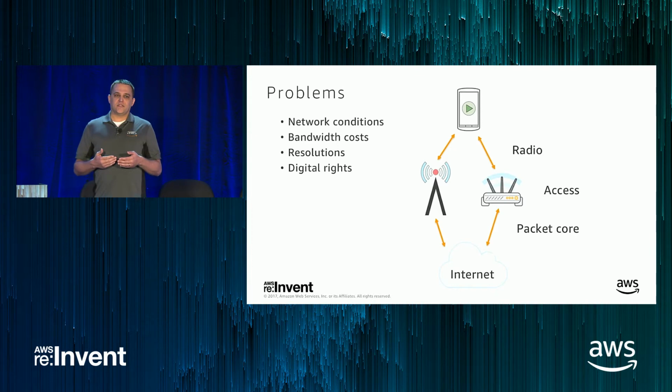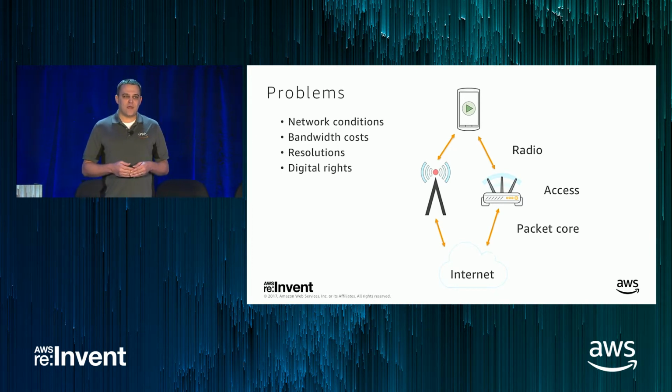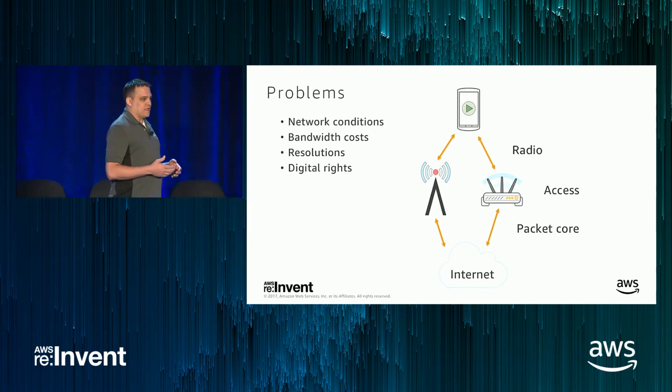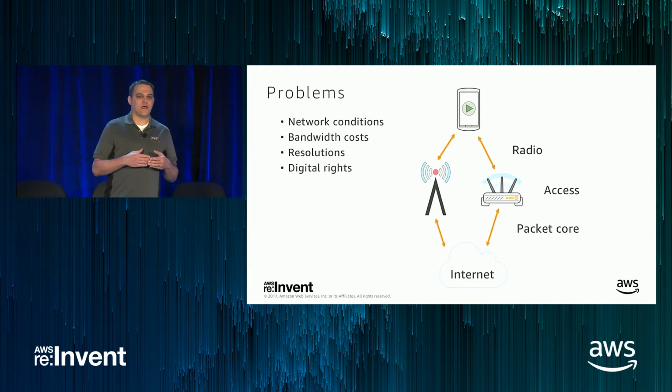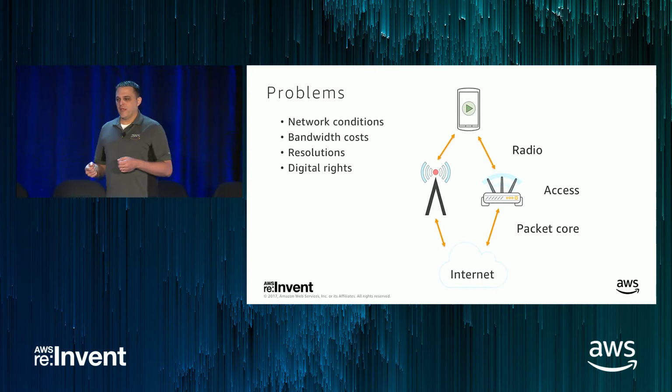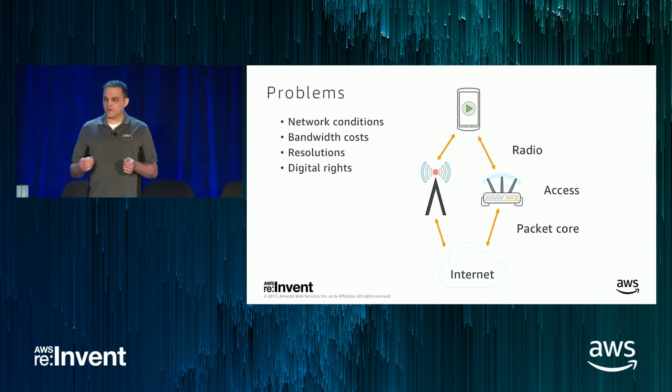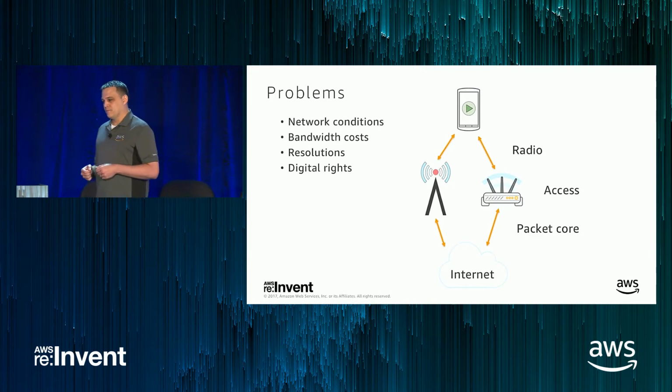And source content is generally very high resolution. They're very high bandwidth sort of formats. So your source content for your video is going to be 4K or it's going to be 1080p. And those files are very large. So you combine that with an unreliable over-the-air interface, and you run into some problems trying to deliver a consistent, smooth stream of video to your devices.